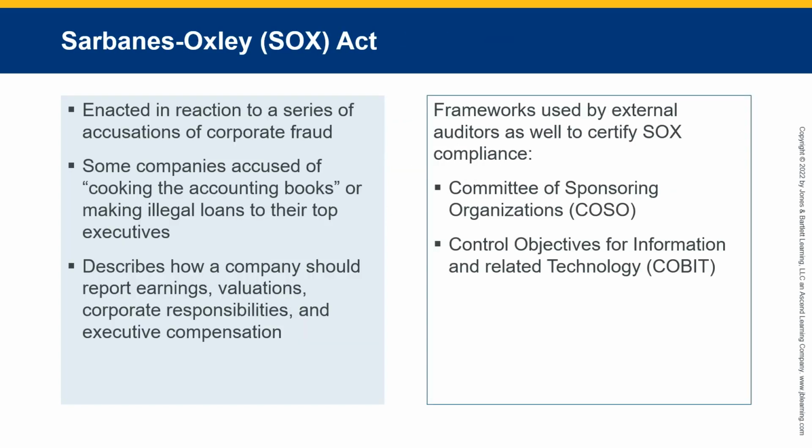Sarbanes-Oxley, or SOX Act, enacted in reaction to a series of accusations of corporate fraud. Some companies accused of cooking the accounting books or making illegal loans to their top executives. There are many examples of that, like Enron, for example. It describes how a company should report earnings, valuations, corporate responsibilities, and executive compensation. Frameworks used by external auditors as well to certify SOX compliance: Committee of Sponsoring Organizations, or COSO, and Control Objectives for Information and Related Technology, COBIT.